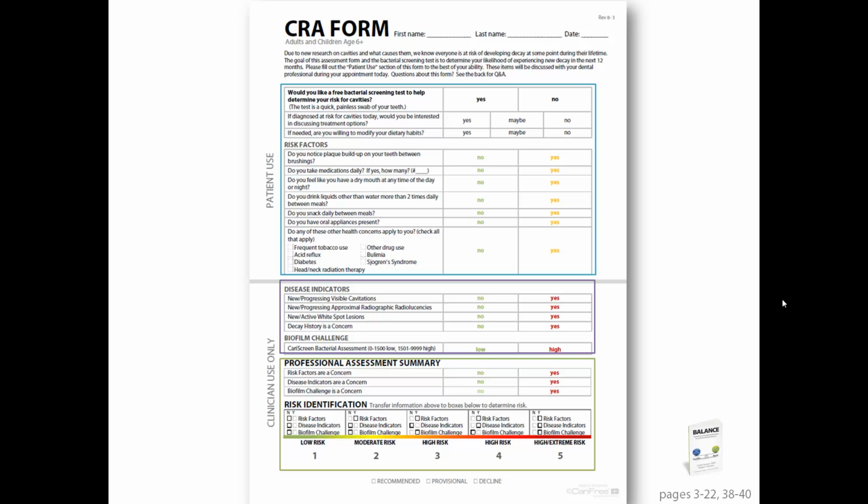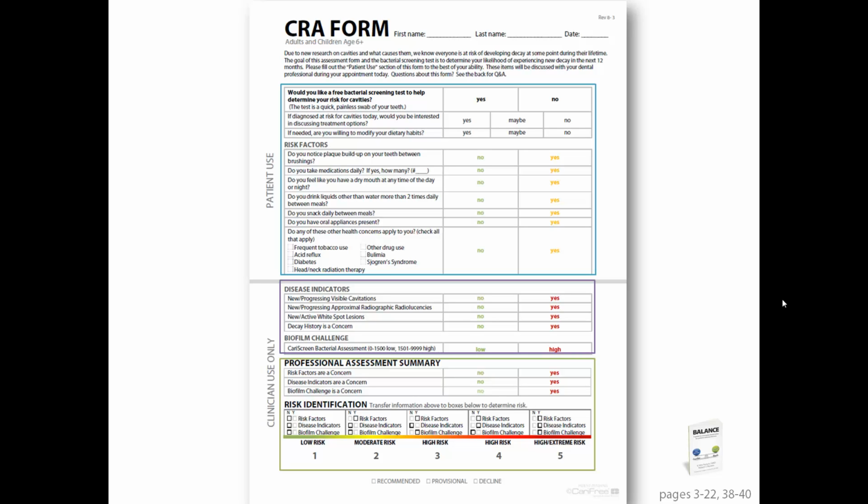Now the patient can be responsible for filling out the top patient use section highlighted in blue on the screen. They will let you know if they would like the screening test done and if they are interested in discussing therapy options. Then the disease indicator and biofilm challenge sections will be completed by you.